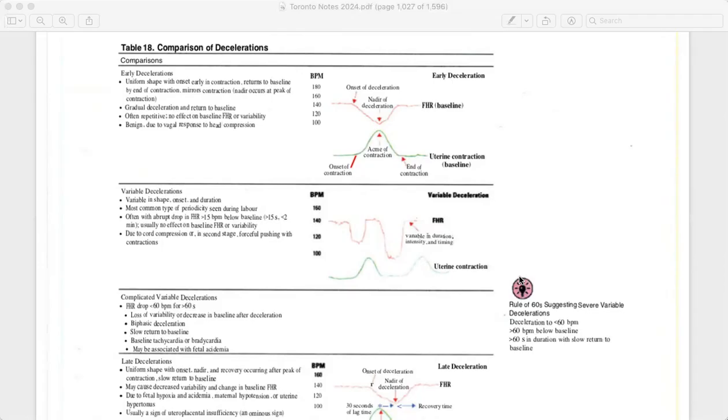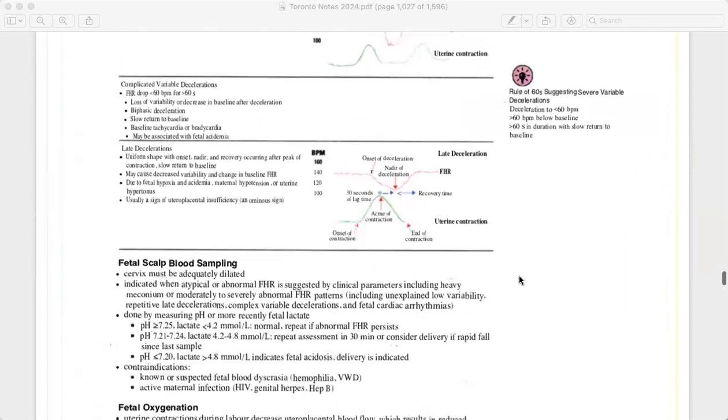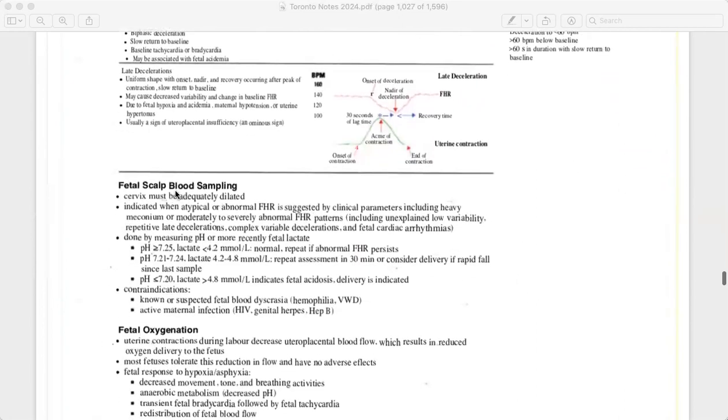If you still have more time, you can remember whatever you can do further about these ones. Then fetal scalp blood sampling. Usually it is an invasive procedure, so there are so many complications and indications. So we usually don't go for this one. But let's suppose, in the scenario, the cervix must be adequately dilated, indicated when typical and atypical fetal heart rate is suggested. Contraindications are blood dyscrasias like having hemophilia, or active infection like HIV, genital herpes, or hepatitis B.